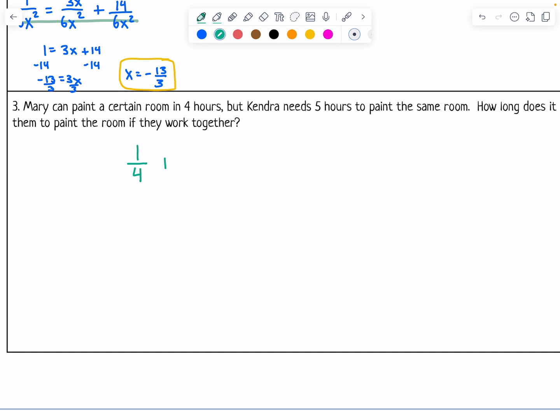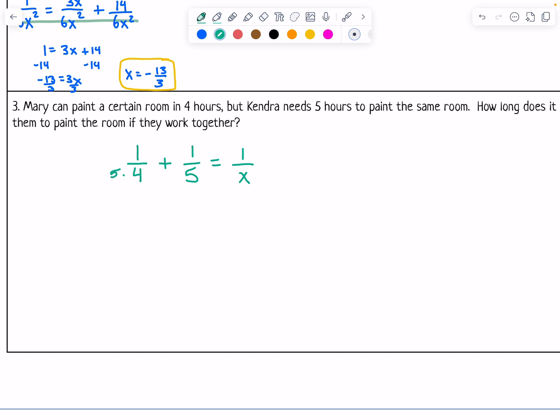Kendra needs 5 hours, so we're going to add Kendra's time. So it's still one room, so that's why your numerator is 1, or one job is what we call it, over 5, because she takes 5 hours. And then we want to know how long would it take them to work together, so that's why we add them. And then we set it equal to 1 over x, since we don't know how long it'll take them to work together.